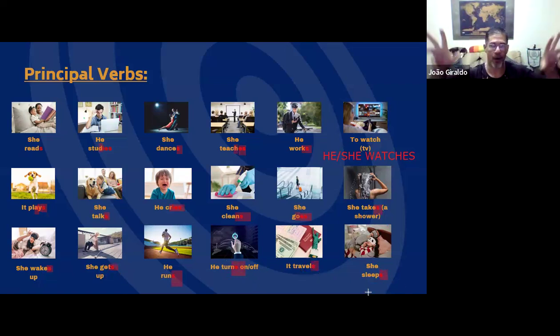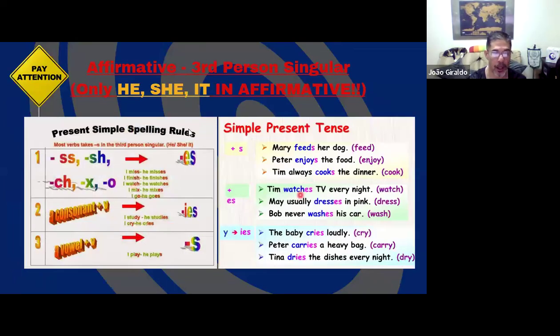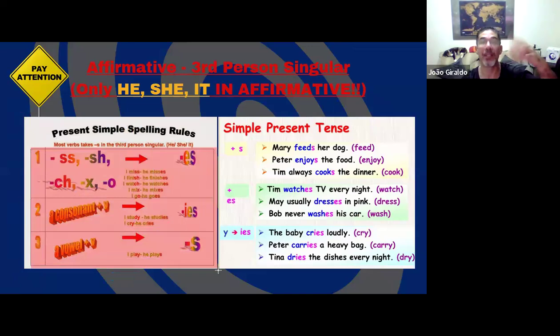Okay, so we have a variety of verbs here, but remembering the rule and the structure, we have these three rules here that makes the difference in affirmative only for he, she, it. Or we put S, normal verbs, or we put ES. In what verbs, João, we put ES? Verbs finishing S, H, X, Z, or O.